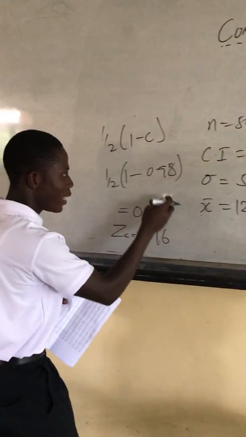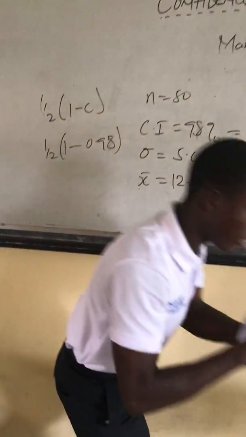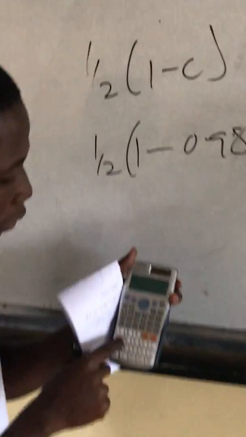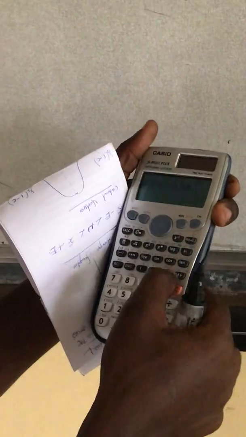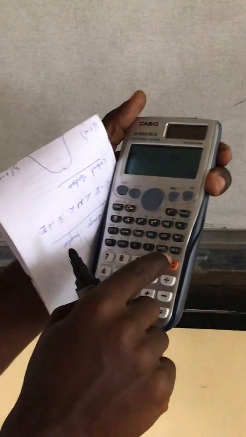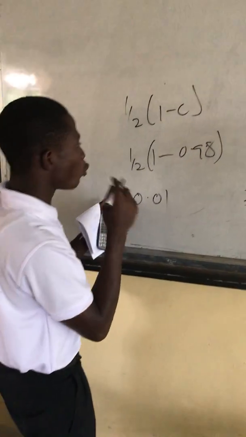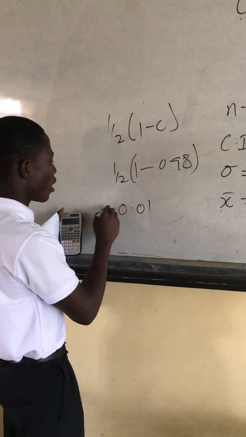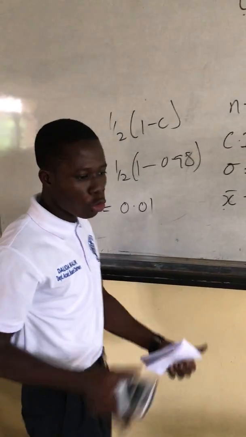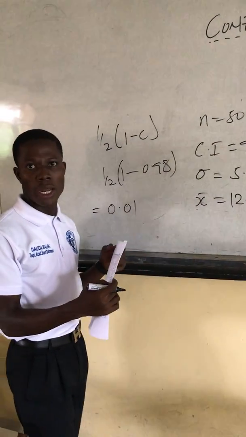So with the 0.98, we take your calculator, then you point 0.5 times bracket 1 minus 0.98 bracket close equal to, so I got 0.01. So with 98% confidence interval, I got 0.01. Then you go to your standard normal table to find 0.01 on your standard normal table.